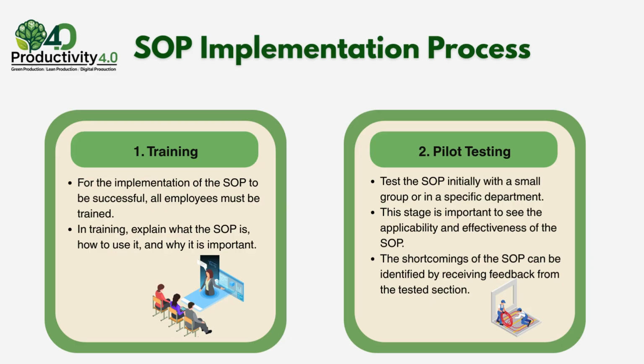Feedback collected from the test group is crucial in identifying deficiencies and potential improvements. Feedback received after training and during implementation is a valuable opportunity to improve and optimize the standard operating procedure. This continuous improvement process ensures the standard operating procedure remains effective and sustainable.